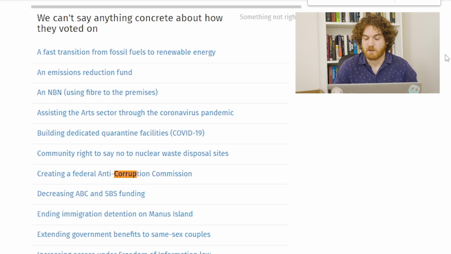Independent Anti-Corruption Commission. Now, if we compare the records for Scott Morrison and Anthony Albanese, we actually see that both of them have the same thing, which says we can't say anything concrete about how they voted on this issue. That is because a federal ICAC bill has not actually been introduced into the House of Representatives. Now, this is the only thing that I'm going to give a bit more actual context to.